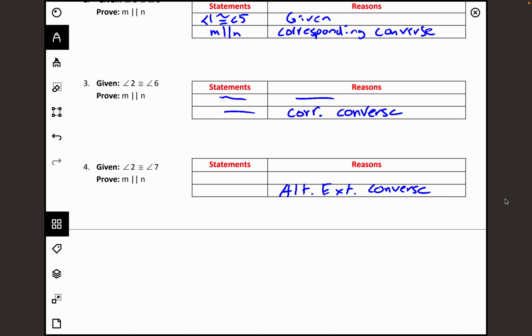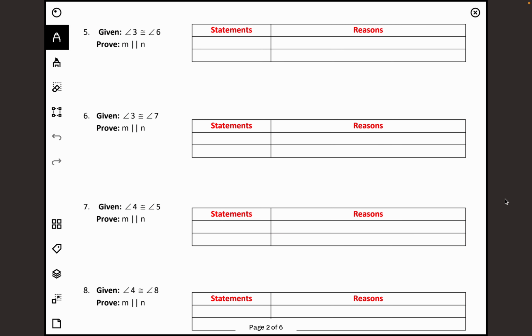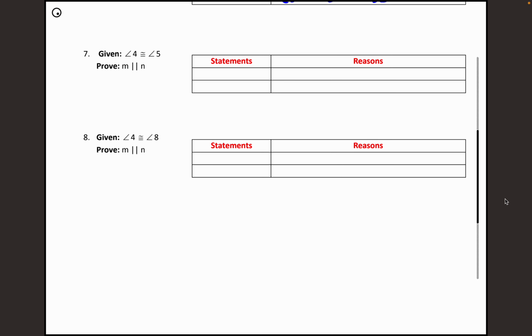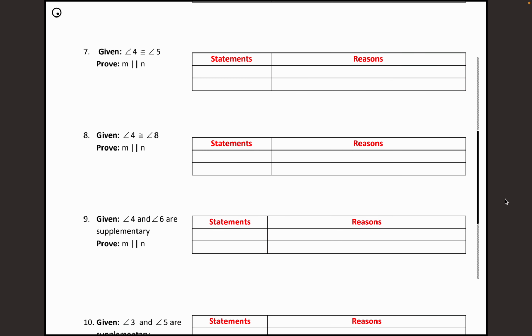All right, let's go to the next page. Number 5, what should my reason be? Interior. Alternate interior converse. Make sure you have converse on all of these. What about 6? Corresponding converse. 7. Alternate interior. Perfect, sorry.